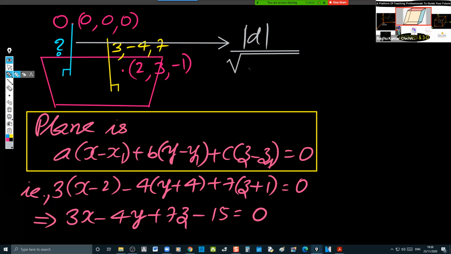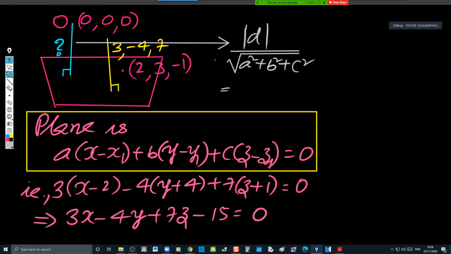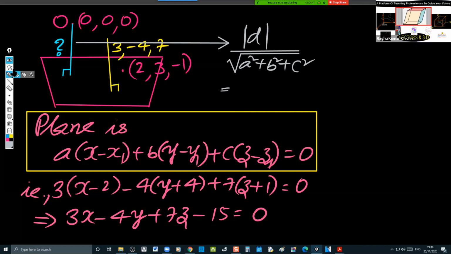Please apply and tell me the answer, both of you. This is ax plus by plus cz plus d equal to 0. Yes, sir. I'll do it. This is the origin. Please do that and tell me the final answer, Kaushik and Praneeth.